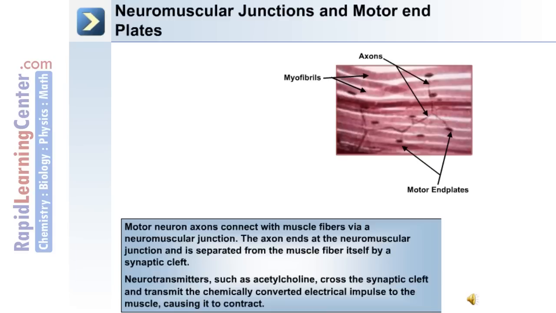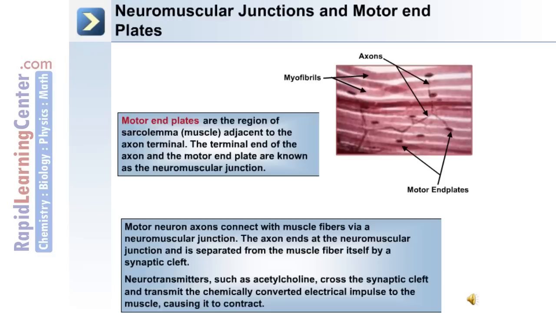neuromuscular junction. The axon itself ends at the neuromuscular junction and it's separated from the muscle by a synaptic cleft. Neurotransmitters such as acetylcholine cross that cleft and transmit the chemically converted electrical impulse to the muscle. Motor end plates are the region of the sarcolemma adjacent to the axon terminal. The terminal end of the axon and the motor end plate are known as the neuromuscular junction.